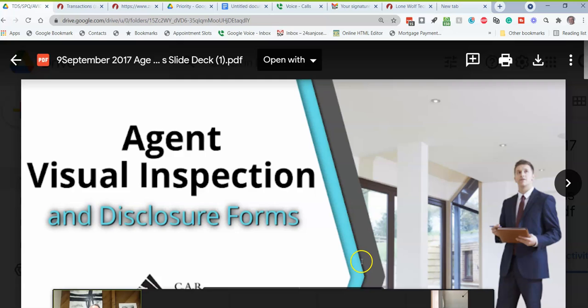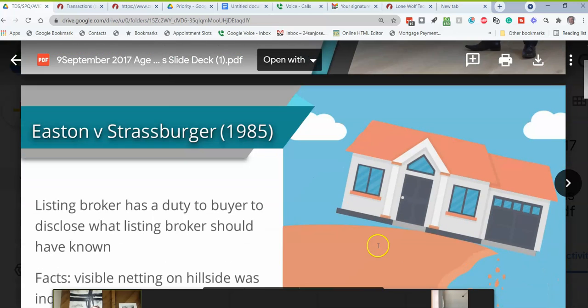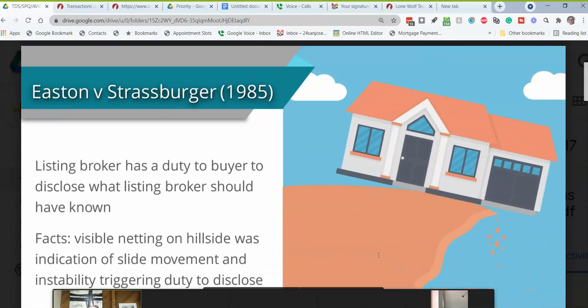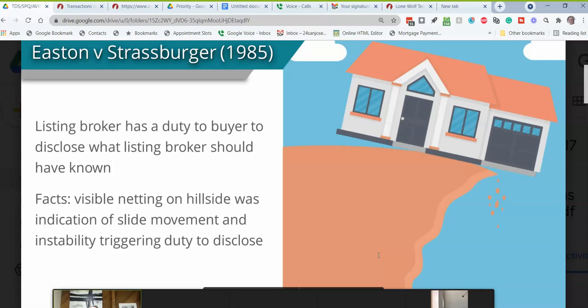This is a slide deck from our friends at the California Association of Realtors about how come we have an AVID form. It refers to the Easton versus Strasburger case, which was in Concord, California, back in 1980, is when it all started. And basically, in Easton versus Strasburger, Strasburger was a subdivider, and he sold the property to Mrs. Easton, who the house was built on fill.